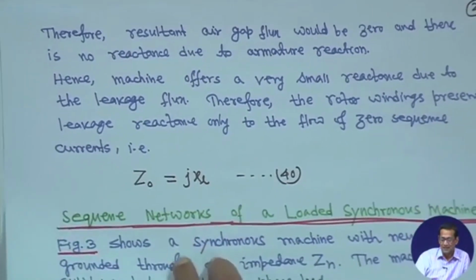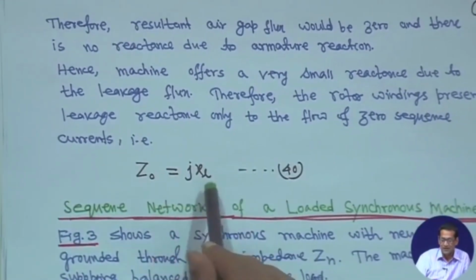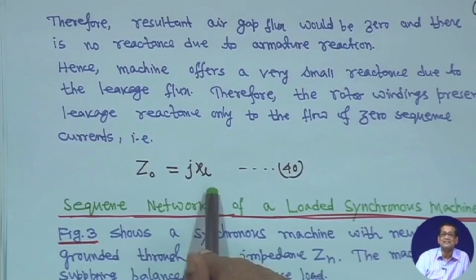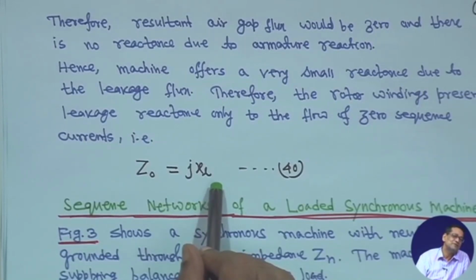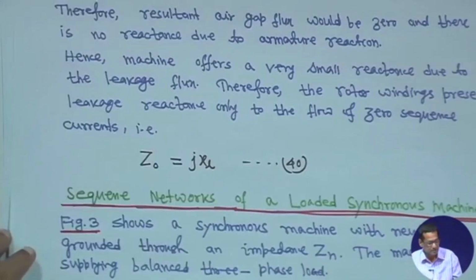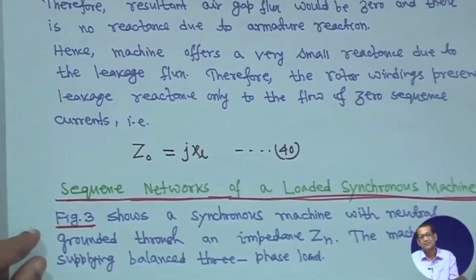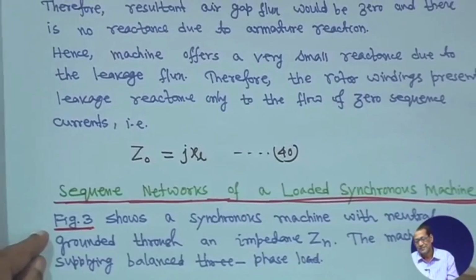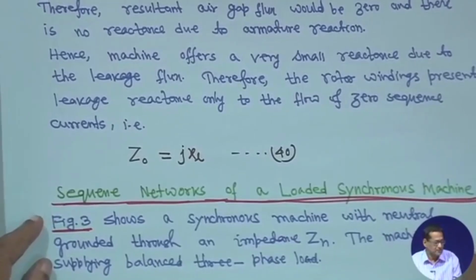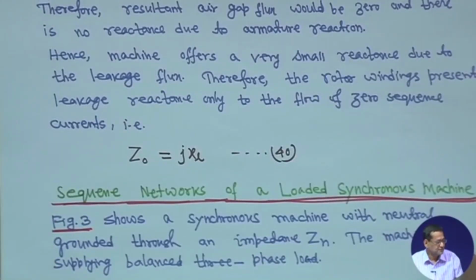So, this is the zero sequence impedance of the synchronous machine. It is nothing but the leakage reactance jXL, and your negative sequence will be approximately jXd double dash, approximately equal to the subtransient reactance, and the positive sequence, of course, depends on your requirement: subtransient, transient or steady state. Now, we have seen positive sequence, negative sequence and zero sequence impedance for the transformer and synchronous machine. Now, let us see this one.